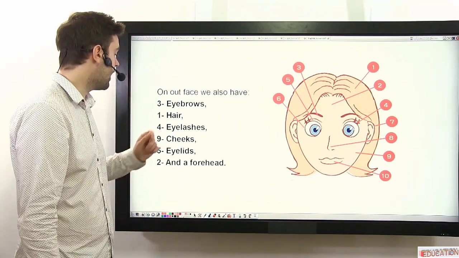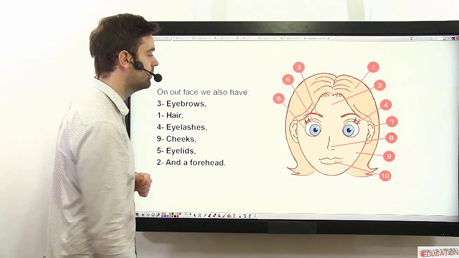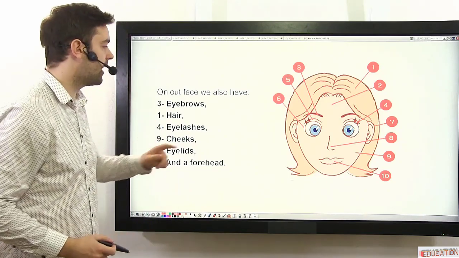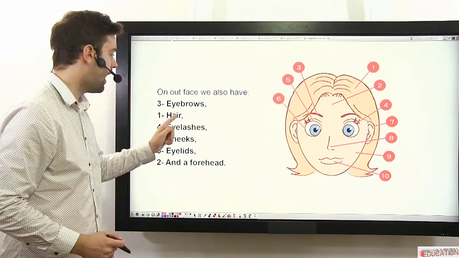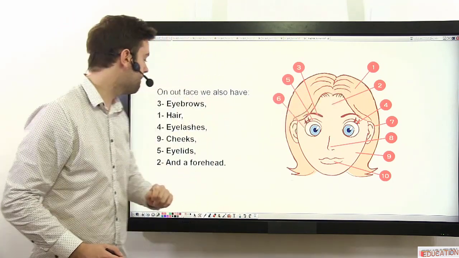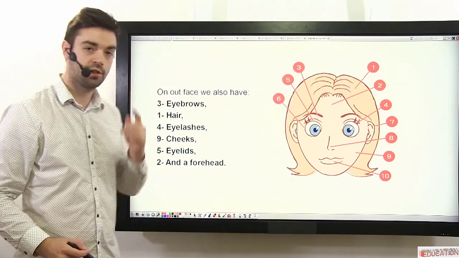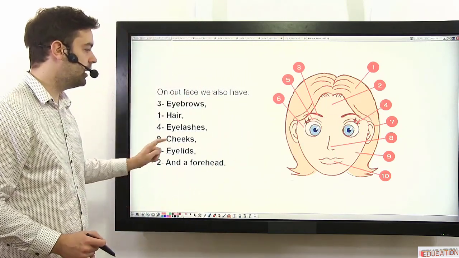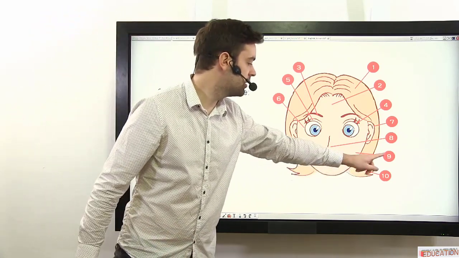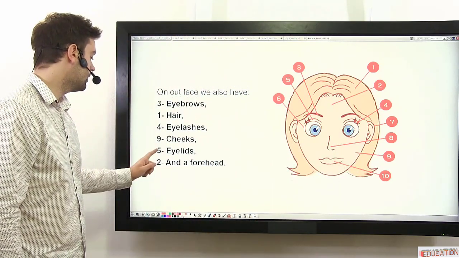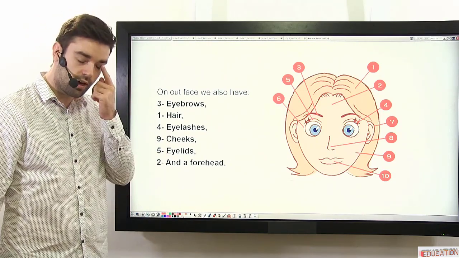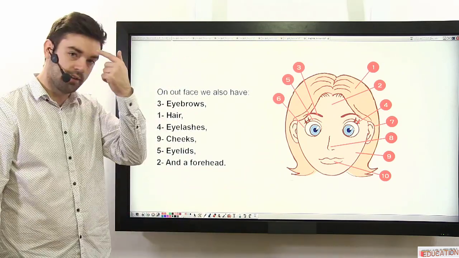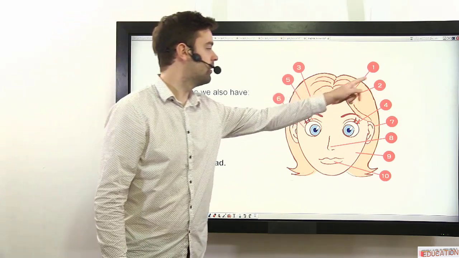On the face, we also have eyebrows. Number 3, eyebrows. We also have hair. Number 1, hair. We have eyelashes. Number 4, eyelashes. Cheeks. Number 9, cheeks. We also have eyelids. Number 5. And a forehead. Number 2, forehead.